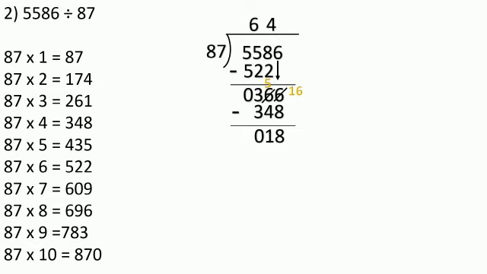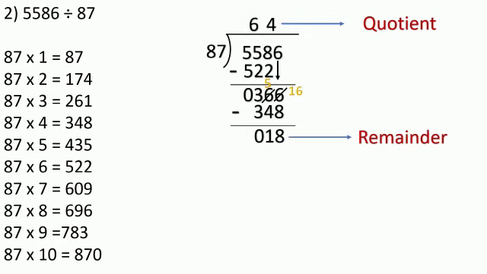So it is 18. Now, is any other number coming down? No. All the numbers of the dividend are over. So students, here your division sum is also over. You are not going to proceed further because there is no use, since you already did the division completely. Now students, 64 is the quotient and 18 is the remainder.